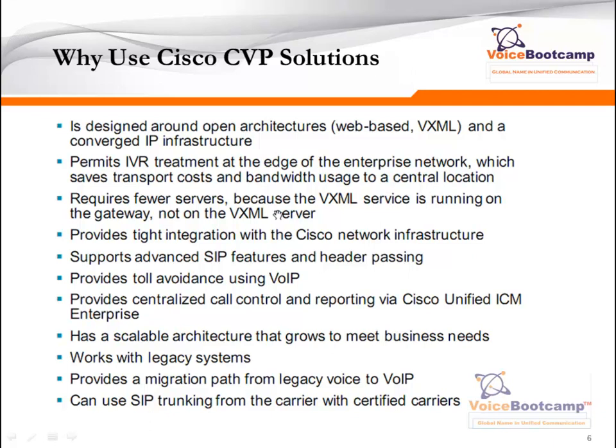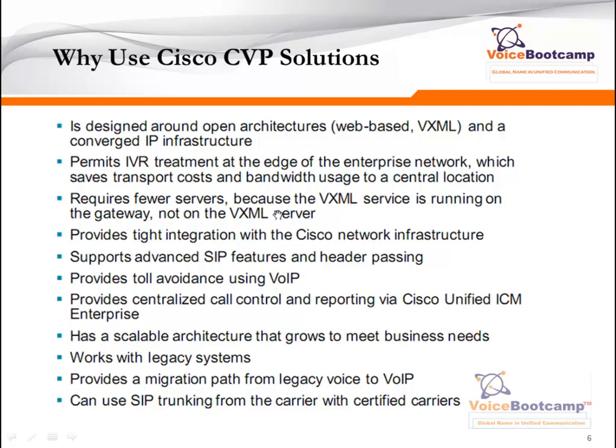Now, of course, depending on which version, this may not be true, because in version 9 you may need a separate server for other purposes. It provides tight integration with Cisco network infrastructure. It can support SIP features and header passing, and provide toll avoidance using VoIP calls. So if you need to call between an agent and a client, chances are that you can have the CVP route the call to the agent using the IP network, therefore saving long distance calls or any sort of toll costs you might have.